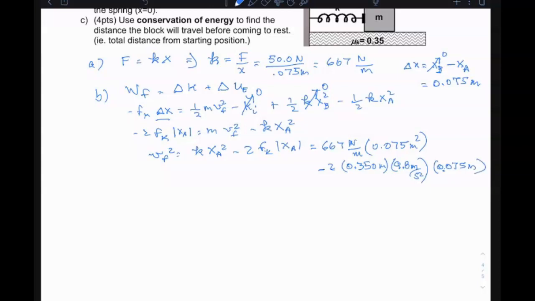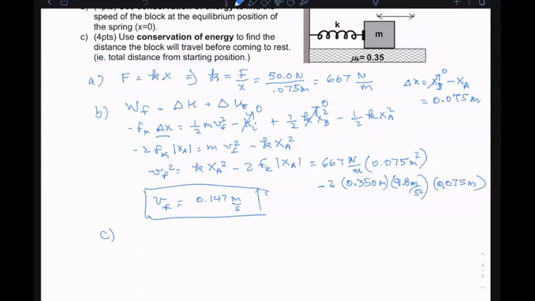Then we calculate the right-hand side and take the square root of it. We find that v sub f is equal to 0.147 meters per second. So that's the velocity when the spring gets to x equals 0.